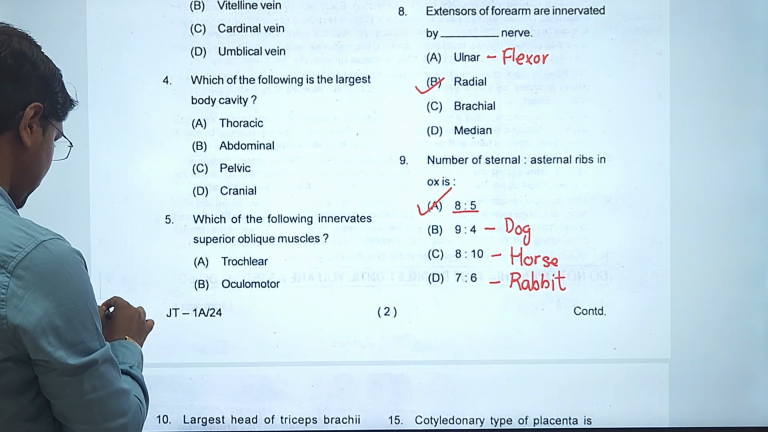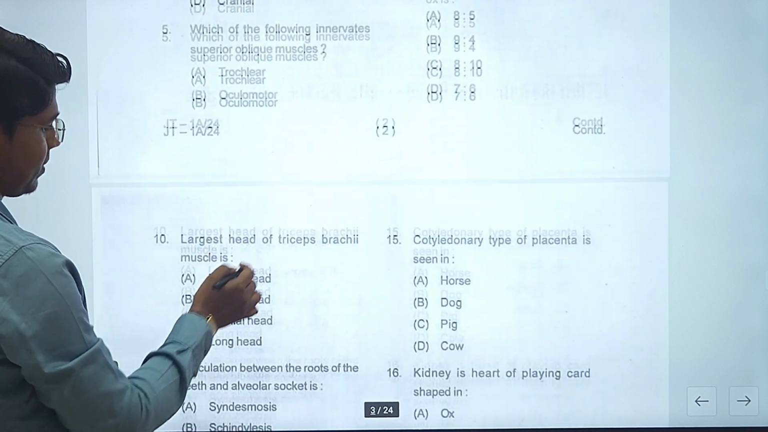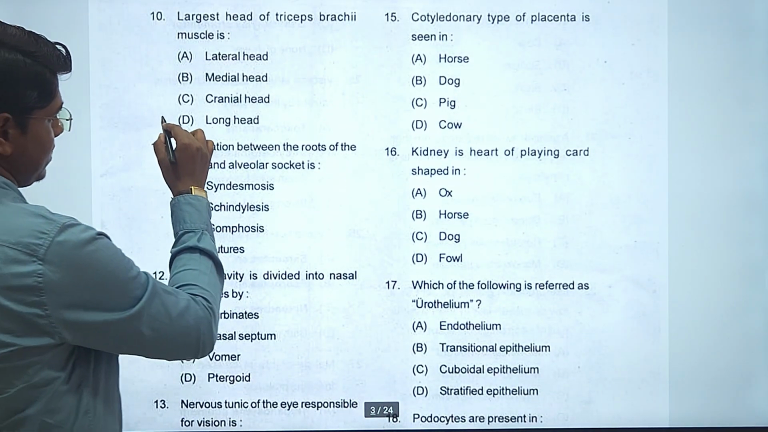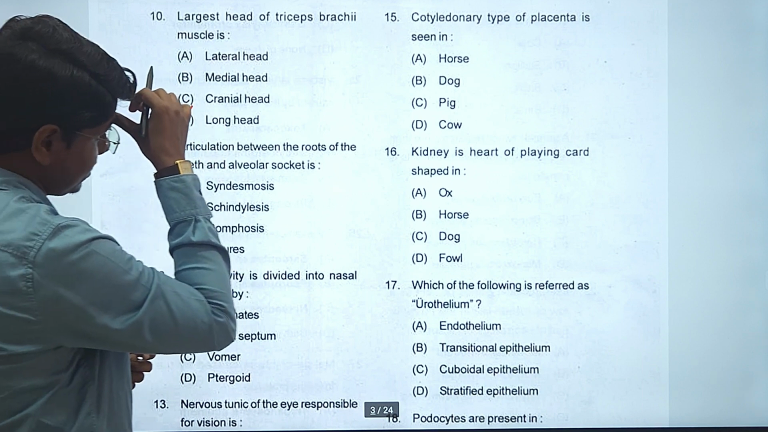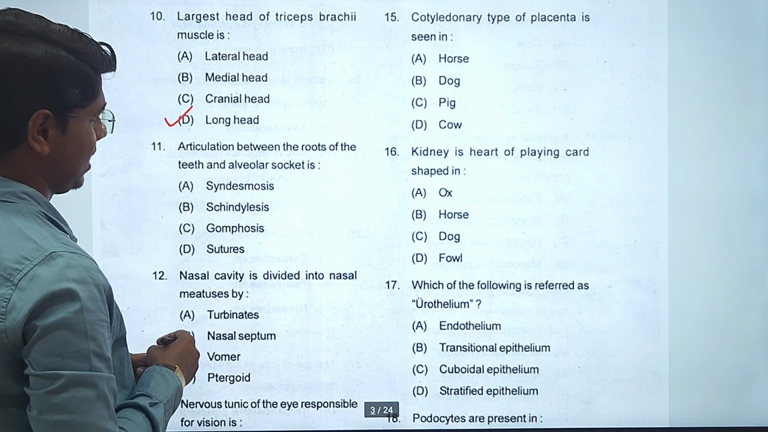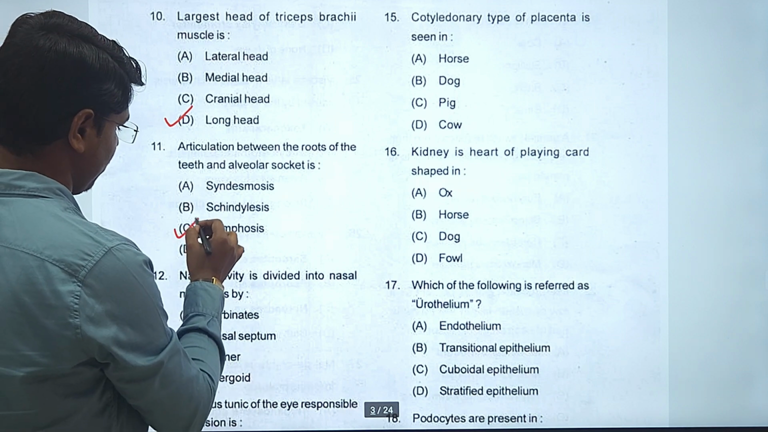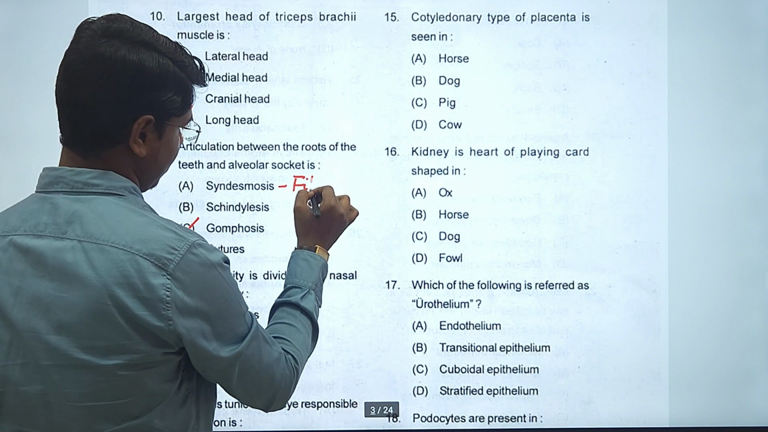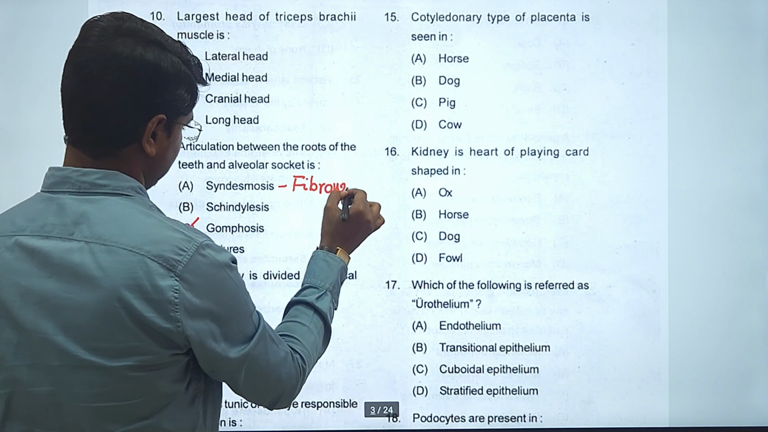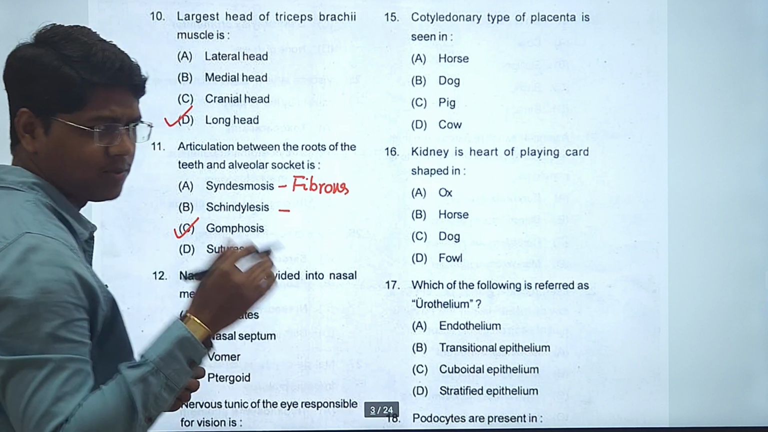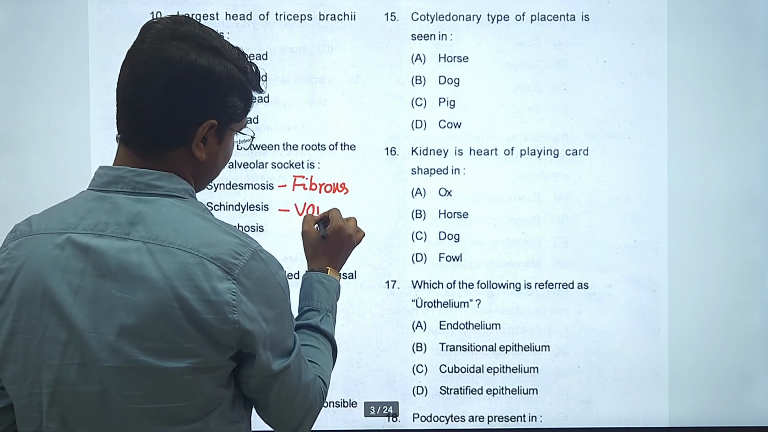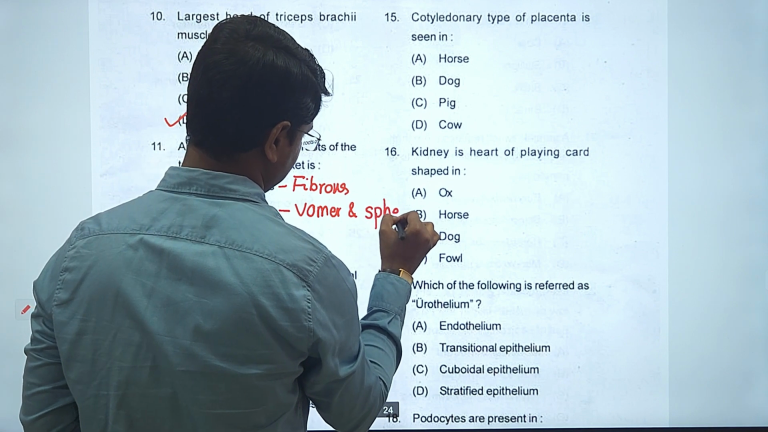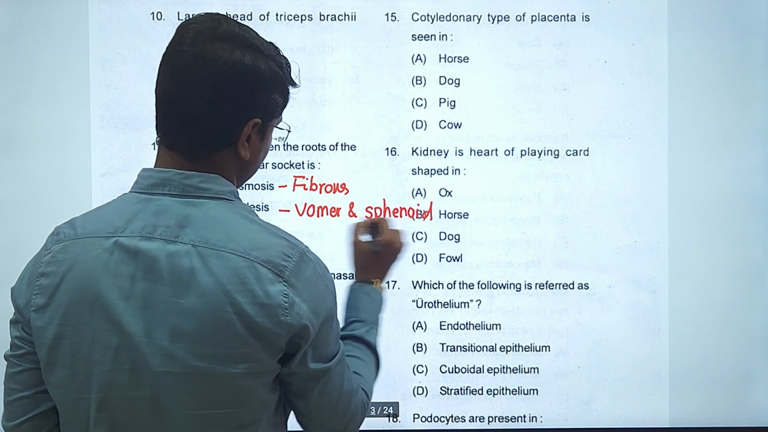Okay. Next question. Largest head of triceps. Triceps have 3 heads, lateral, medial and long head. Answer is long head, which is the largest. Articulation between the roots of the teeth and alveolar socket. Very common question. Gomphosis. Syndesmosis is basically fibrous joint. Schindylesis is the joint between the vomer and the sphenoid. It is wedge and groove joint.